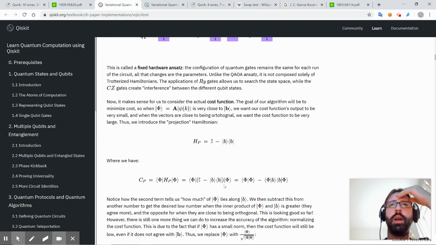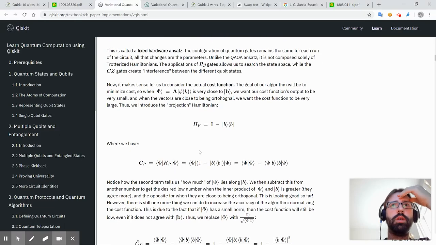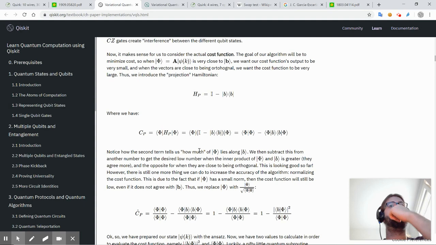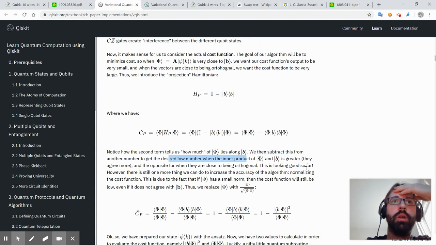So let's try to unpack that. Why is it the projection Hamiltonian that's used? This is where you unpack that, and you're doing the expectation value of these. And this is where all these terms come from. Then we notice that the second term tells us how much lies along b, and when we subtract this from another number to get the desired low number, when the inner product is greater, they agree more, and the opposite for when they are close to being orthogonal. This is looking good so far.